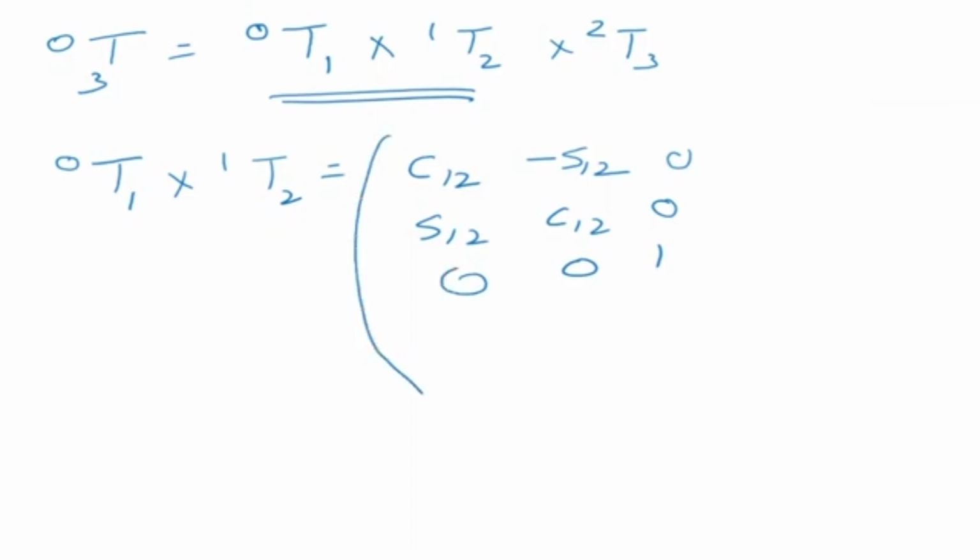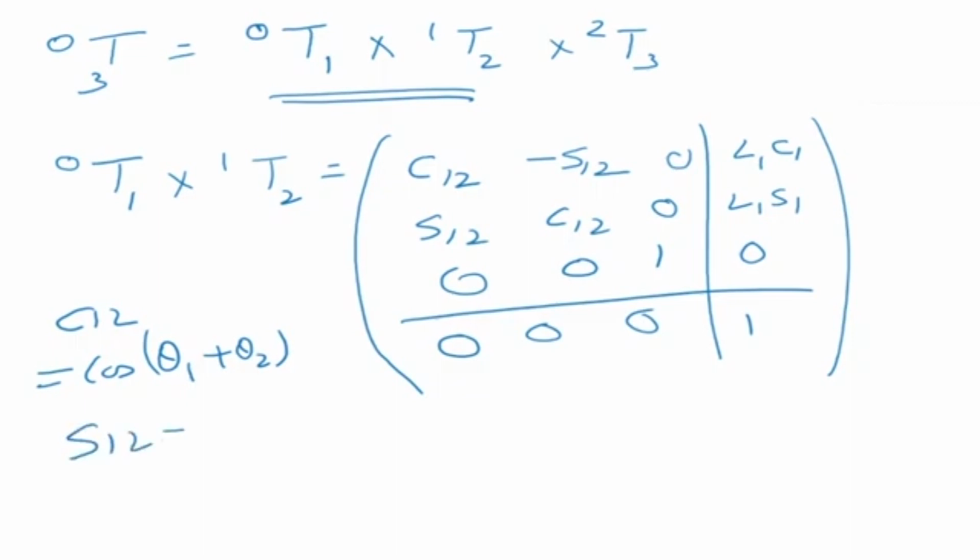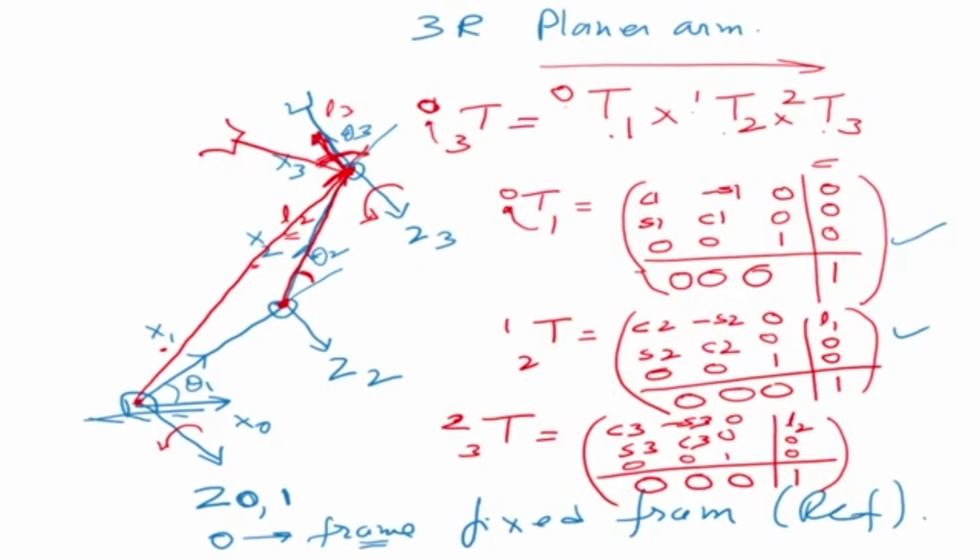And here, this is always 0 0 0, this is always 1. Out here I'll get L1 cos 1 and I'll get L1 sine 1, and 0 here. You can multiply that and see. Now the meaning of cos 12 is cos of theta 1 plus theta 2. Similarly, sine 12 means sine of theta 1 plus theta 2. I'm writing it in short like this. Now if you go back and multiply, that is what is going to come.